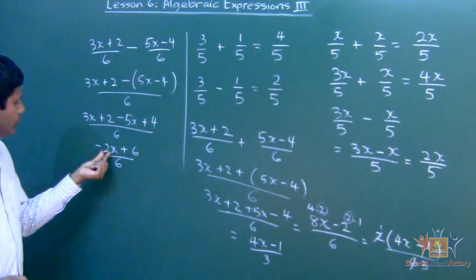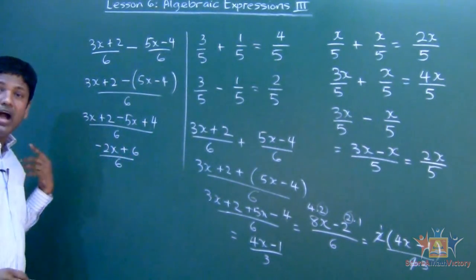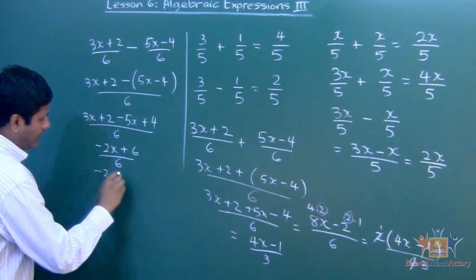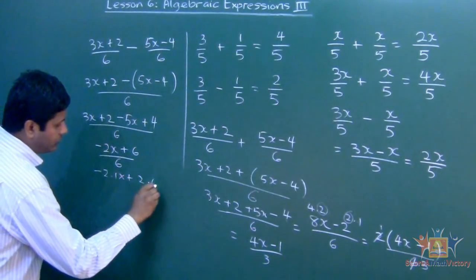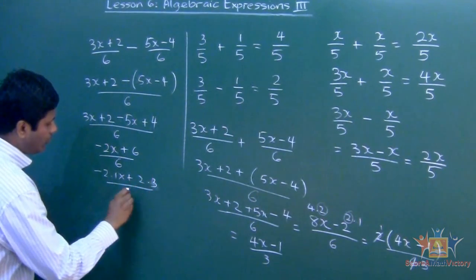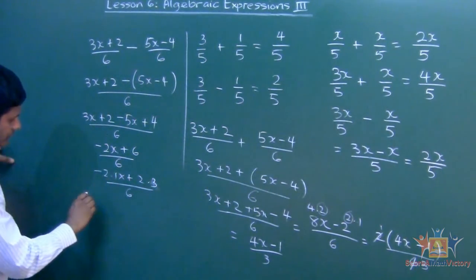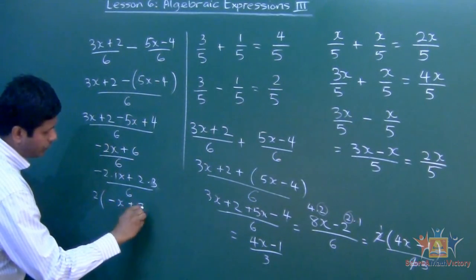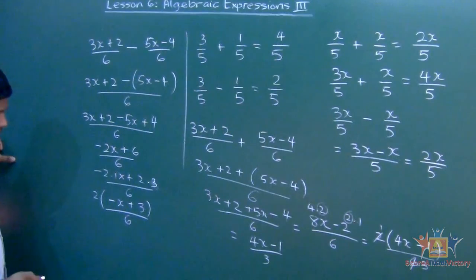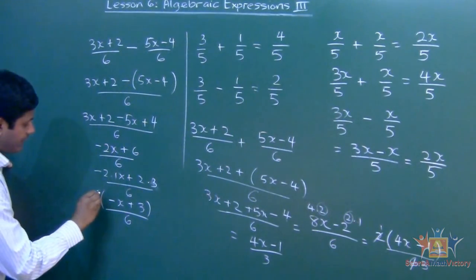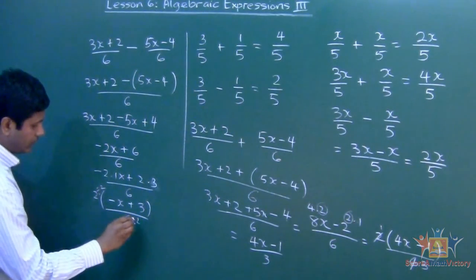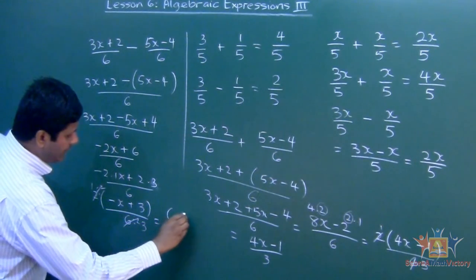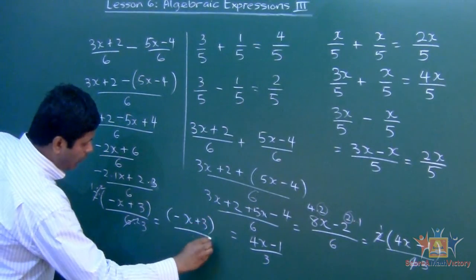Now wait a minute. The 2 and 6, you can take 2 out. Alright, because this is what? Negative 2 times 1 x, and this one is 2 times 3. Alright? Over 6. I can take the 2 out. So when I take the 2 out, left is what? Negative 1x plus 3 over 6. Now I can simplify. I can divide this by 2. I can divide this by 2. So that this one becomes 1 and this one becomes 3. So that becomes negative x plus 3 over 3.